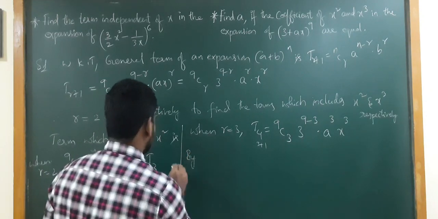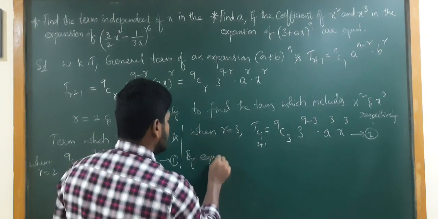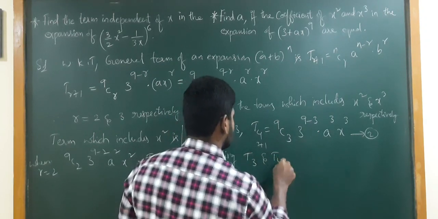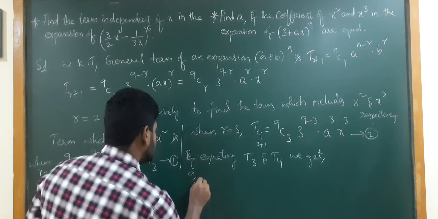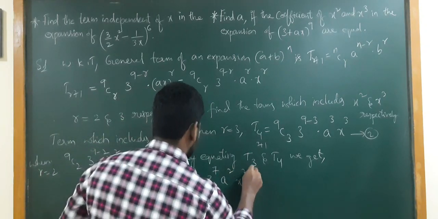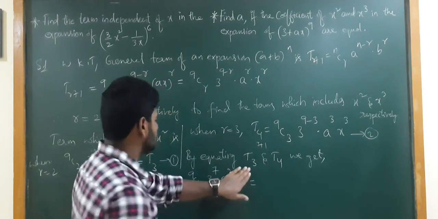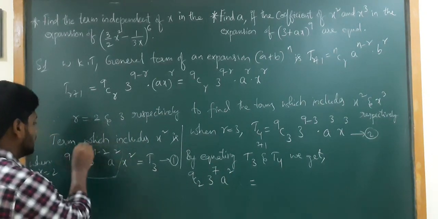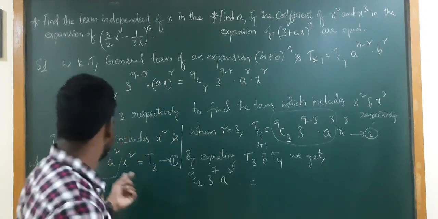So this we will consider as equation 1 and this we will consider as equation 2. By equating T3 and T4 we get, what is T3? 9C2, 3 power 9 minus 2 is nothing but 7 into a square into x square, which is equal to, so they said that quotient of those two are equal, right? So quotient means except that x square, the remaining part we need to consider as quotient. So here also except x cube, this we will consider as quotient. So this is a square.